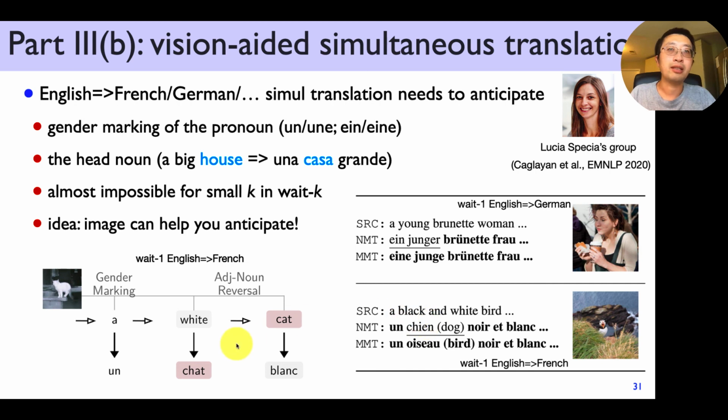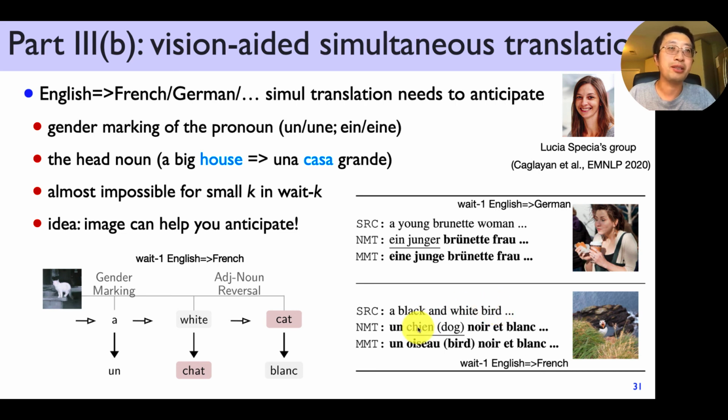Same thing for English to French. And here, it's more like this example here, black and white bird. But you don't know what kind of animal, what kind of even object it is. But you have to say it in French, because it's like un casa grande, not instead of a big house. So you have to say un chien, un oiseau. In the correct version, un oiseau noir et blanc.